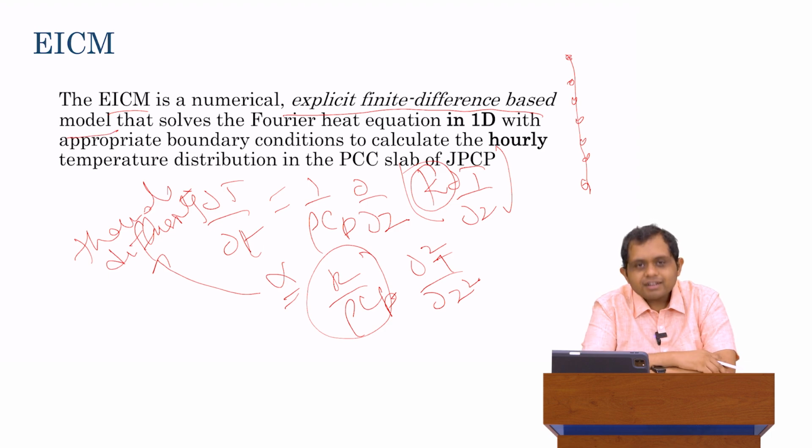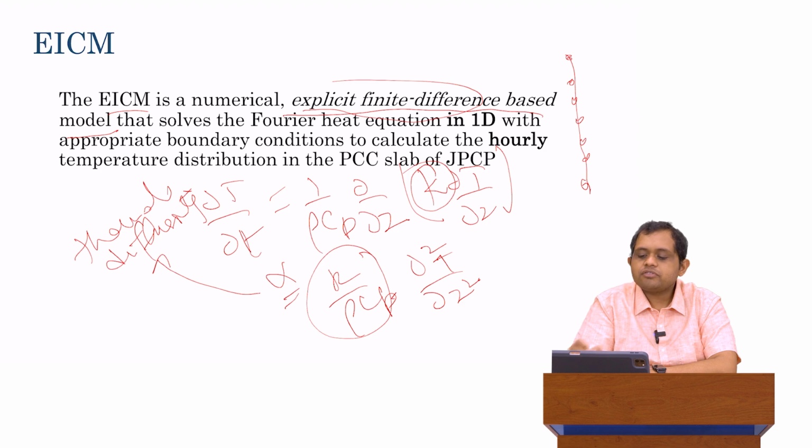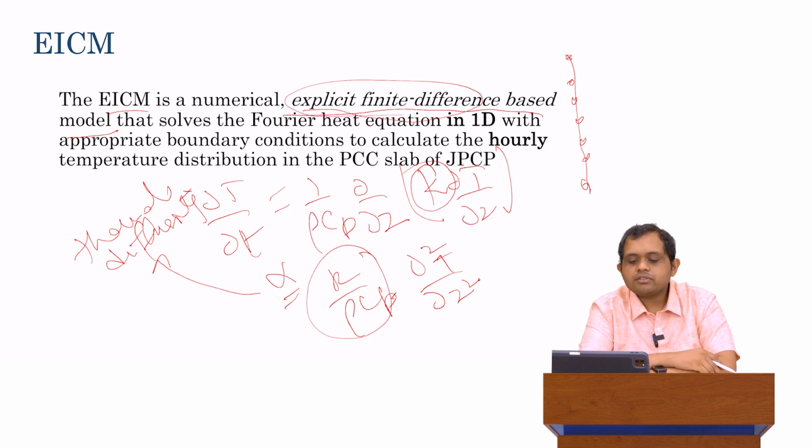Now, this is not a class on numerical modeling, so I'm not going to go into details of what exactly it means to be explicit and what a finite difference based model is. I will leave this to you as self-study. If you're really interested to understand these terms, which I've put in italics over here, explicit finite difference, I'll let you figure it out. It's not important in this class to understand. So the EICM is a numerical explicit finite difference based model.